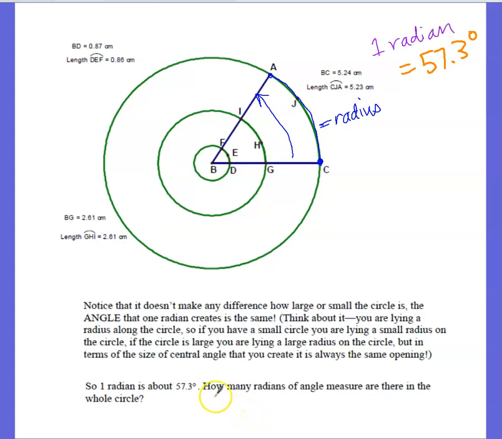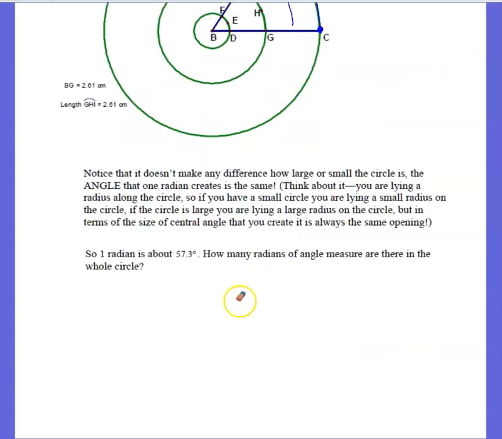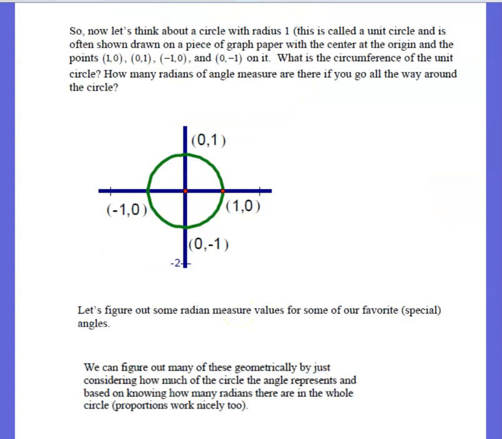So what if I asked you how many radians would be in a whole circle? Okay, so let's dive into that a little bit, but let's do it by making it a little easier. So let's think about a circle with a radius of 1. And we call this the unit circle. You might remember that, again, because it's 1 unit wide. We're going to use that a lot this year. It's got the center at the origin, and it goes out to 1 in each direction. Okay, so what is the circumference of this circle?